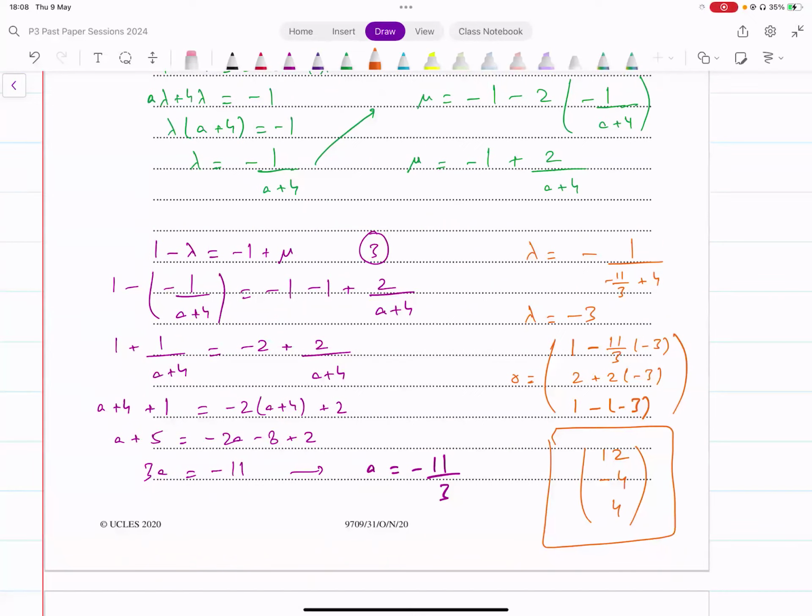So there were two things that we wanted to find. One was the value of a, and the other was the point of intersection, the position vector of the point of intersection. These are the two things that we wanted. Okay, let's move on to the next part.